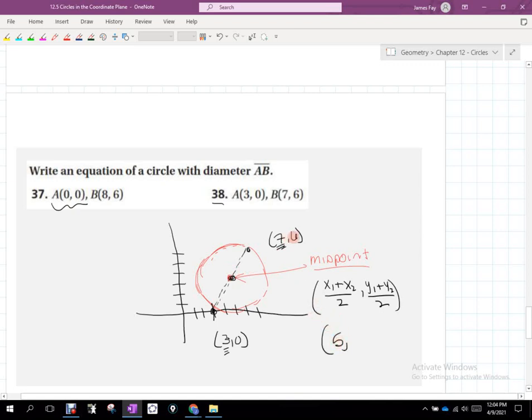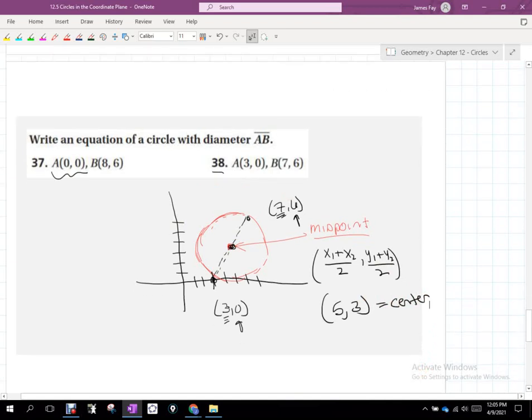So what's that going to give me? 5. And we'll take the y's, add them together, divide by 2. What's that give me? 3. Now, if I drew my picture somewhat to scale, 1, 2, 3, 4, 5, and then up 1, 2, 3, that looks like roughly the center, right? I know that's the center of our circle. Now I need to find the radius. And there's 2 ways of doing this. If I found the center first, when I find the radius, that is the distance from the center to one of these points, right?